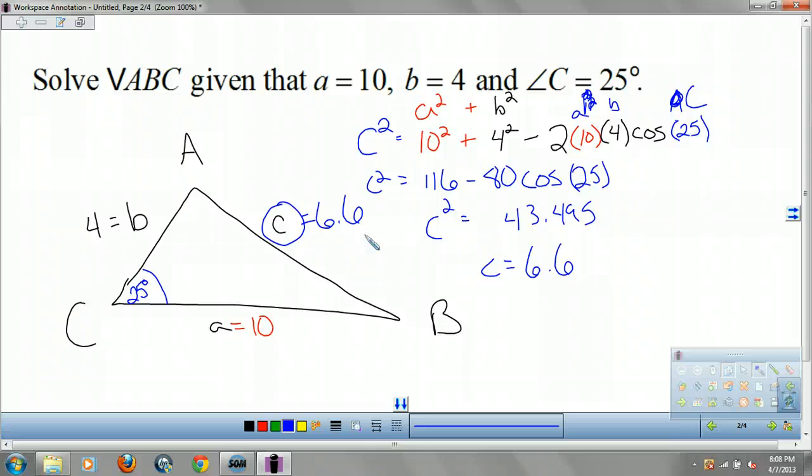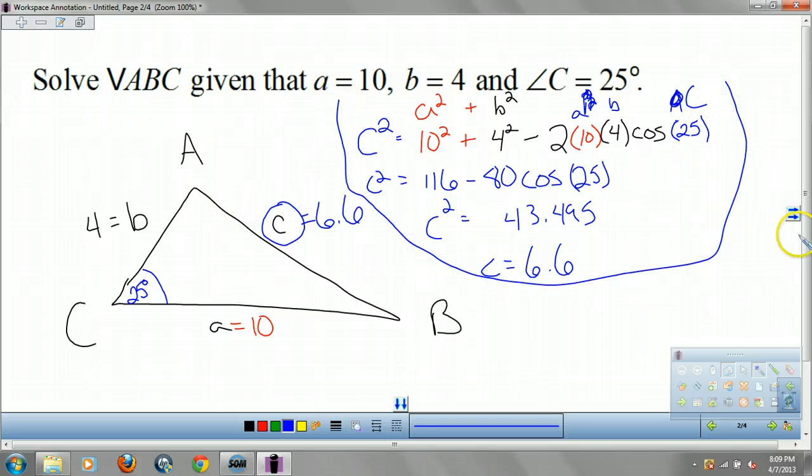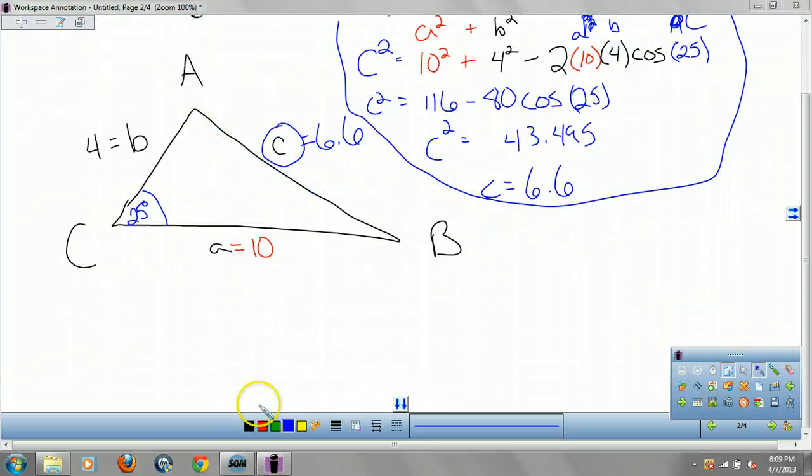Now here's the trick for you guys. You really only need to use law of cosines once, because now we can use law of sines. You can go sine of 25 over 6.6 equals sine of A over 10 equals sine of B over 4. Okay? But we aren't going to do it that way, because I want to show you law of cosines again. Just one more time. Let's say we were looking for angle A.